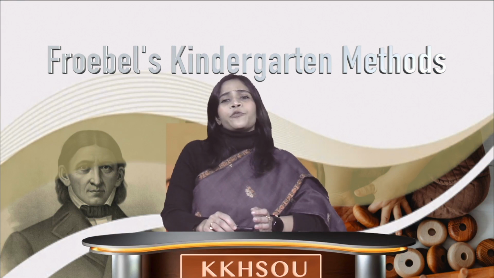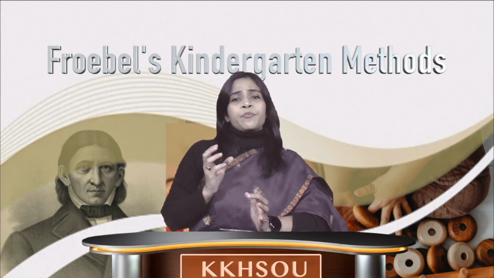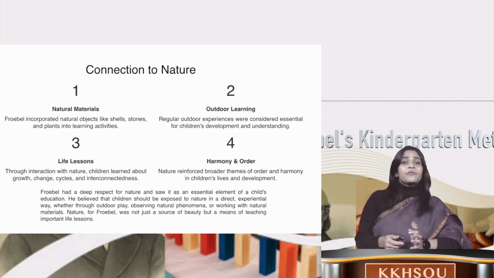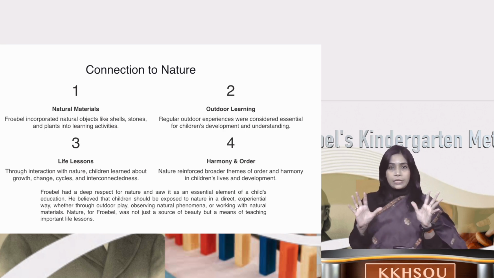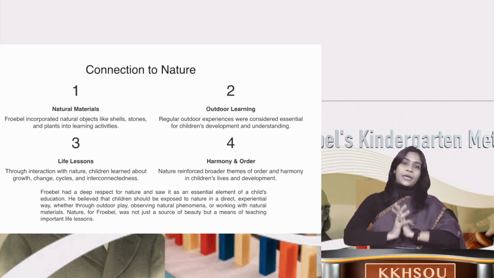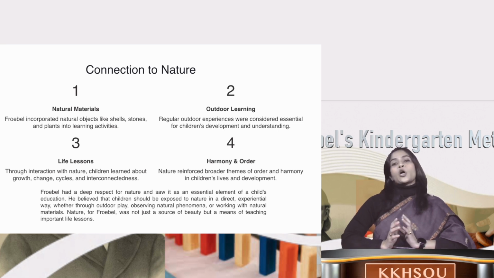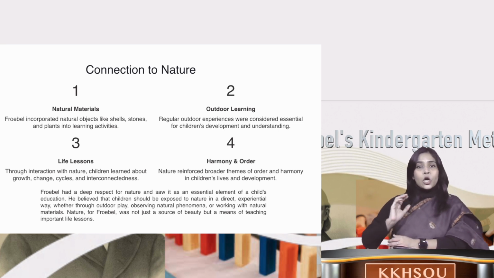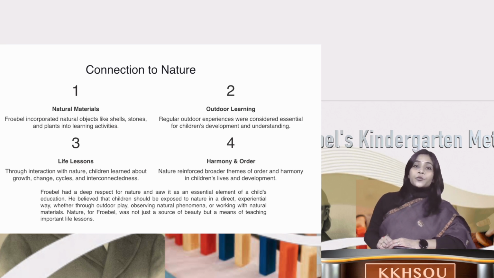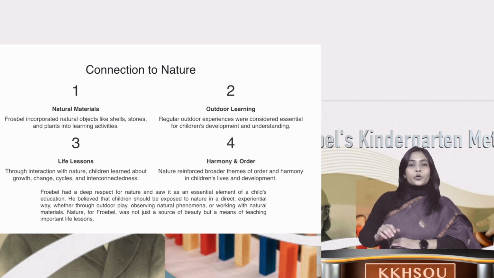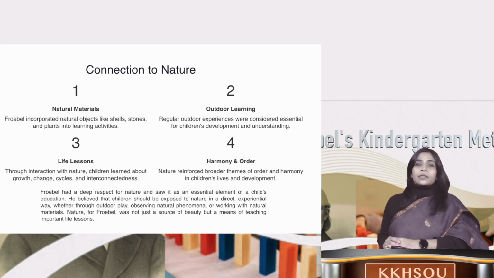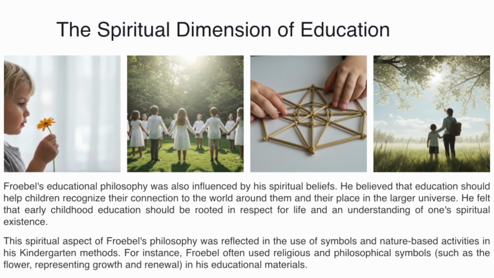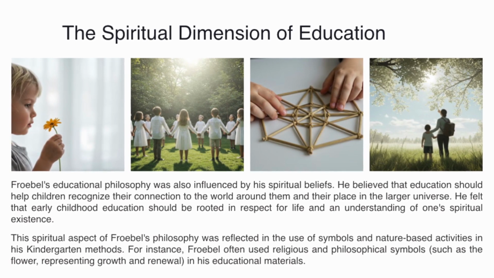Froebel had a deep respect for nature and saw it as an essential element of a child's education. He believed that children should be exposed to nature in a direct, experiential way. Whether through outdoor play, observing natural phenomena, or working with natural materials, nature for Froebel was not just a source of beauty but a means of teaching important life lessons. Through interactions with nature, children learn about growth, change, cycles, and interconnectedness, which reinforce the broader themes of order and harmony in their lives.